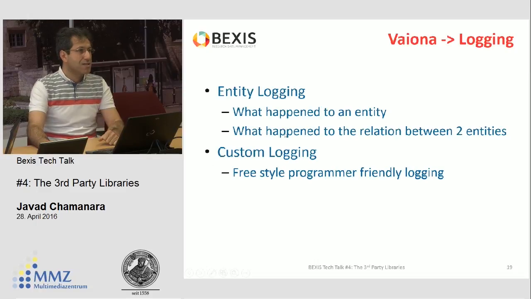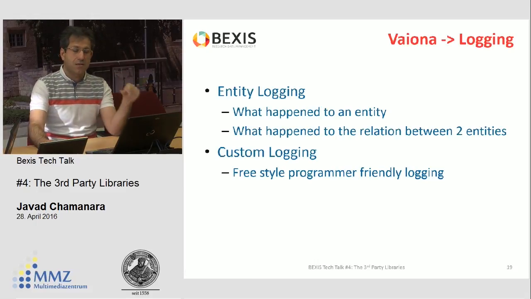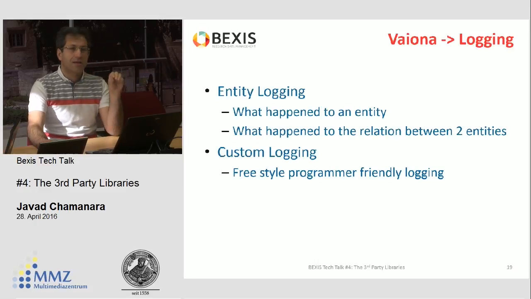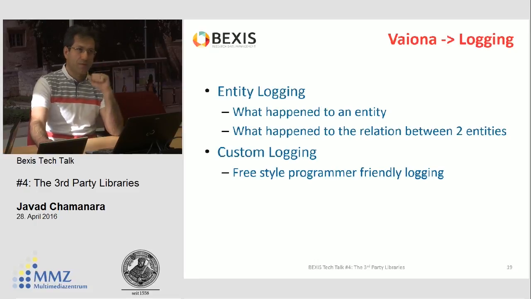And also, it's possible to log the events that happen to a relation between two entities. For example, if entity 1 is in a relationship with entity 2, and you remove the relation only, not the entities, in that case we are also able to capture that event: that the relationship between entity A and entity B was deleted at this time by this person, maybe with some extra information.